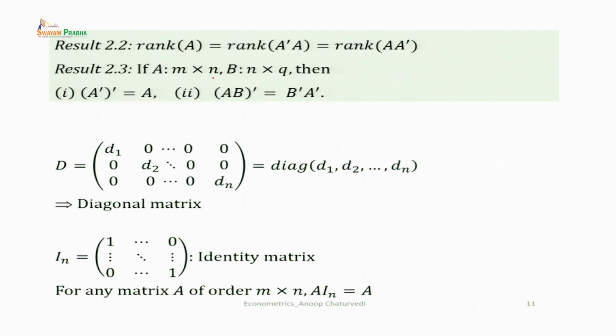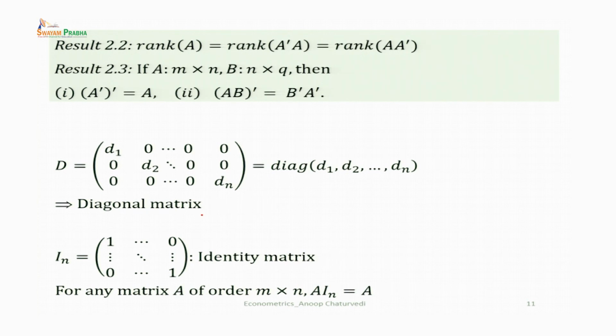Then if A is of order m cross n, B is of order n cross q, then transpose of A transpose is equal to A itself, and A B transpose is equal to B transpose A transpose. So, to obtain A B transpose, you simply take B transpose first, and then you take A transpose, and then you multiply B transpose A transpose.